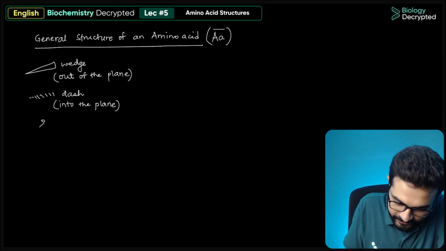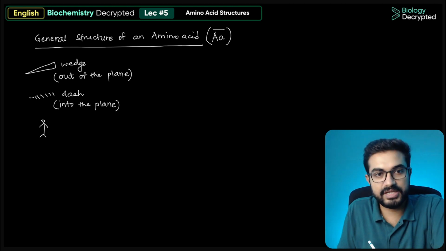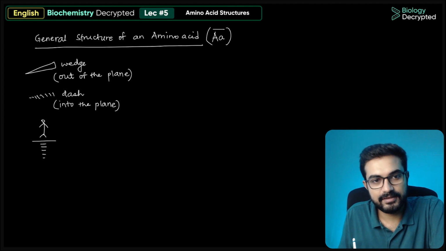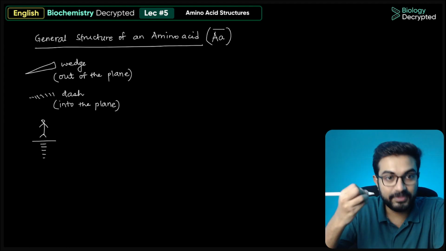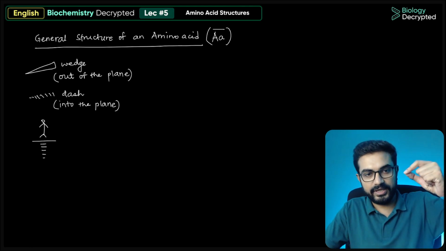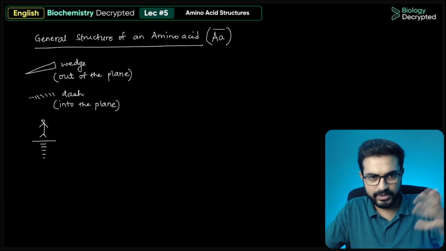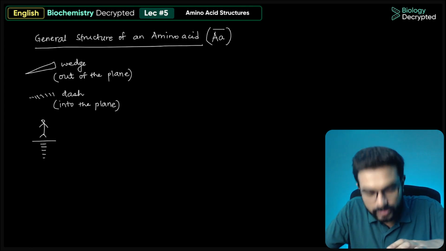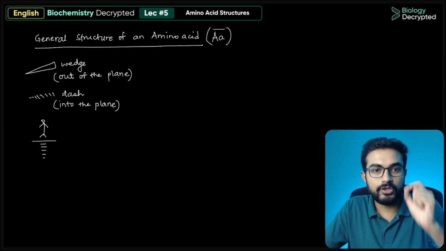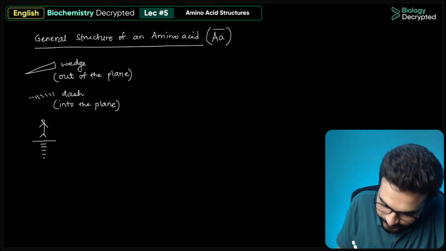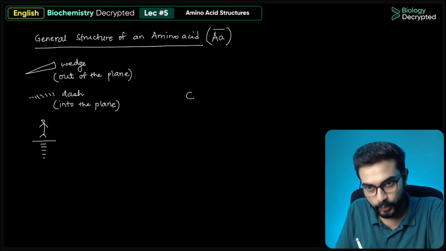If you have difficulty in remembering what is wedge and what is dash, what you need to do is draw something like this. This person is standing above the plane, and his shadow is actually going into the plane, and this is how you can remember the basic concept of wedge and dash. Why did I tell you? Well, we'll actually draw the structure of carbon, which has 4 bonds.